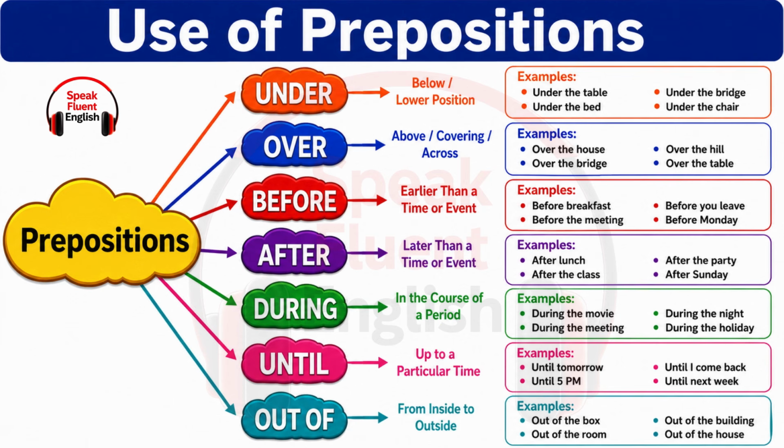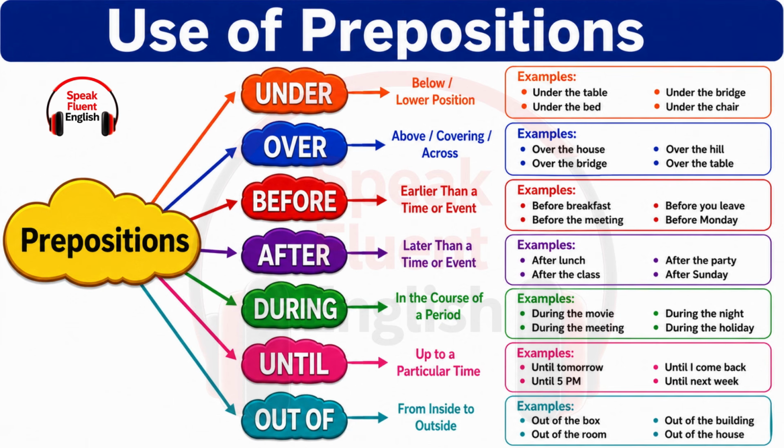Next, we have the preposition until. Until means up to a particular time. It shows when something continues and stops. Let's practice. I will stay here until tomorrow. Wait here until I come back. The office is open until 5 p.m. We will stay here until next week.